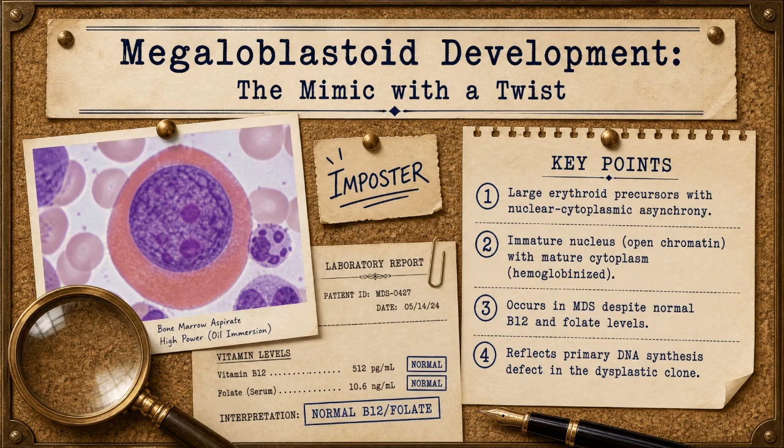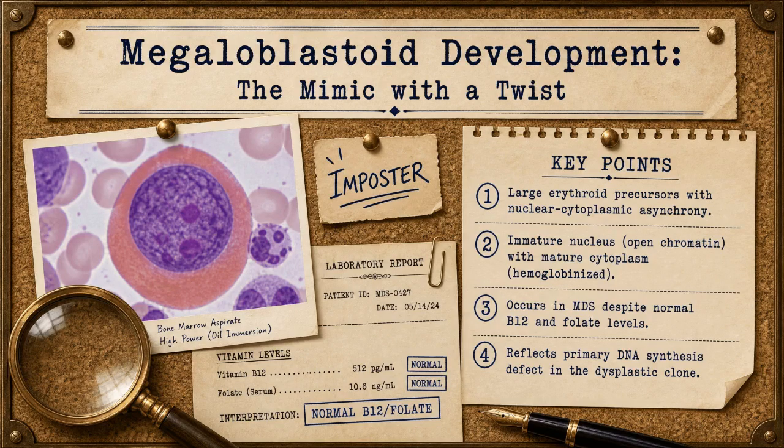Now, here's the key differentiator and why it's so important. In MDS, these megablastoid features occur despite normal vitamin B12 and folate levels. This is critical because the classic cause of megaloblastic features and nuclear cytoplasmic asynchrony is a deficiency in vitamin B12 or folate, which are essential for DNA synthesis. In those cases, the nucleus can't mature properly because DNA replication is impaired.